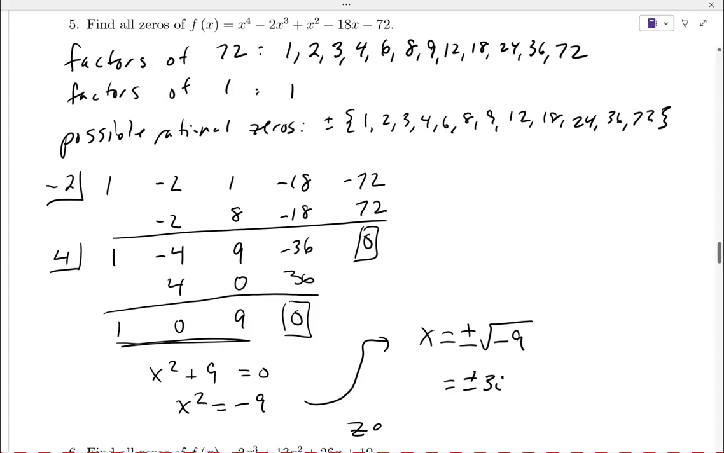So we have 4 zeros, which is not a surprise because we had a 4th degree polynomial. They are negative 2, 4, and I'll write it out, 3i and negative 3i. Questions on that one?